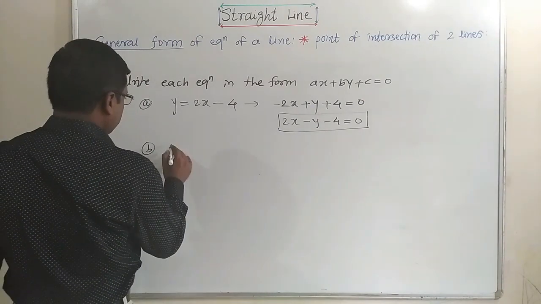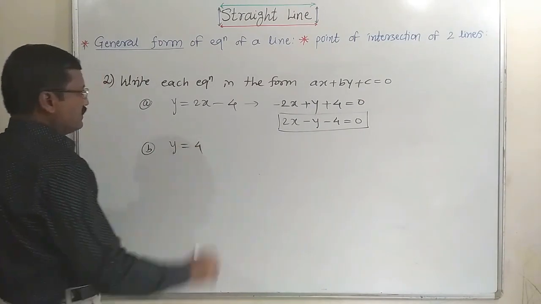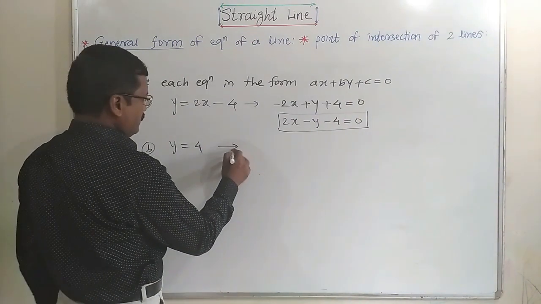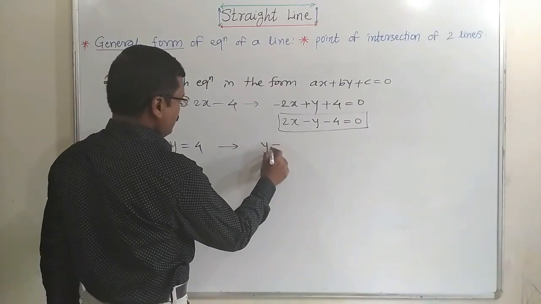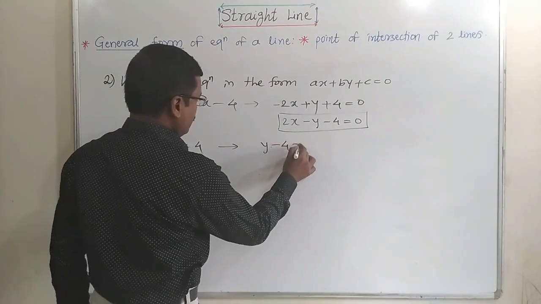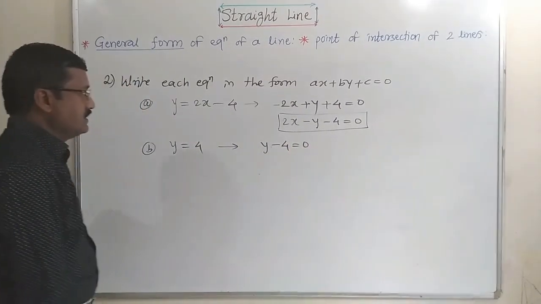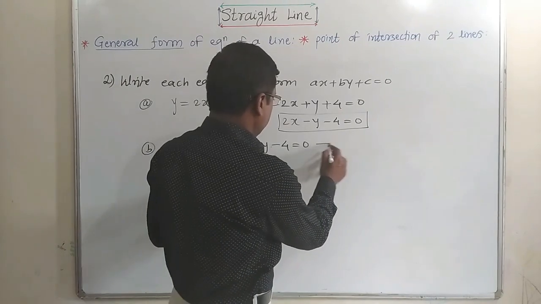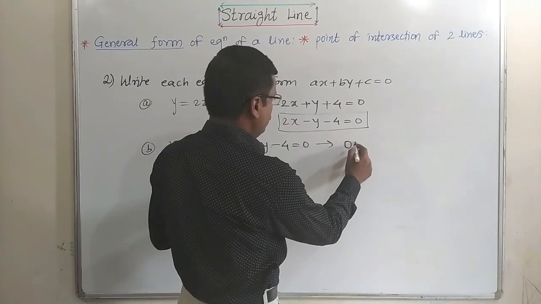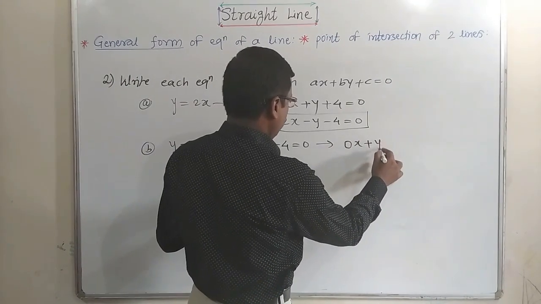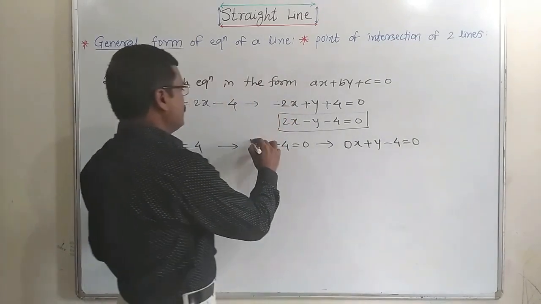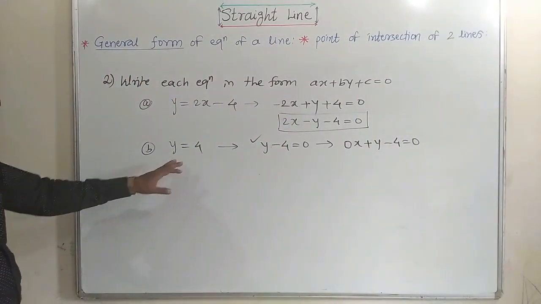y equal to 4. It's very simple here. The x term is already absent, so we can directly write it as y minus 4 equal to 0. Is it in general form? Obviously the x term is absent, so we can write it with coefficient 0: 0x plus y minus 4 equal to 0. But no need to write this. This is the general form of this equation.